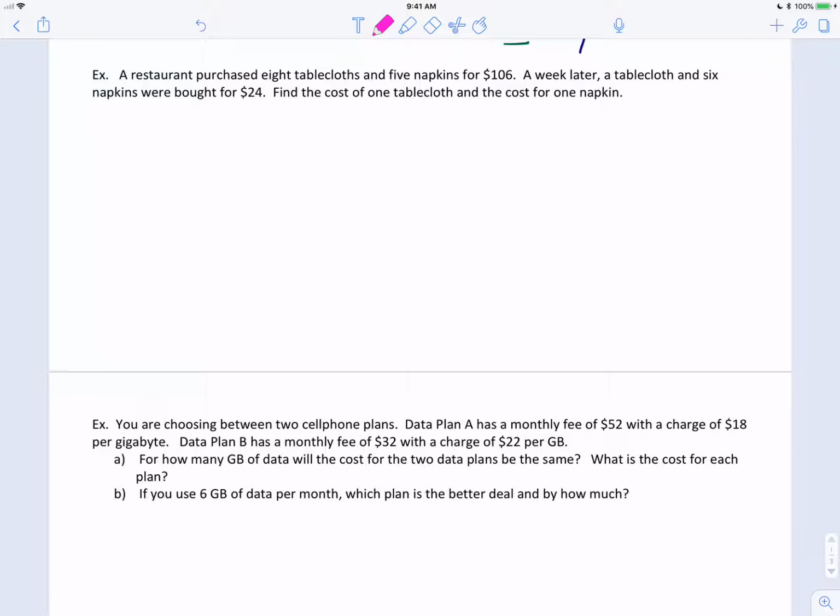A restaurant purchased 8 tablecloths, so let's say 8 tablecloths, and 5 napkins for $106. A week later, a tablecloth, so that's just one, and 6 napkins cost $24. Okay, well there's our system of equations. Hopefully you can read those over and over again and make sure that you know how to create those equations from the words. And now all we're going to do is go solve.